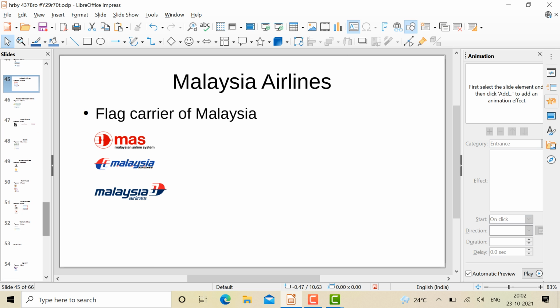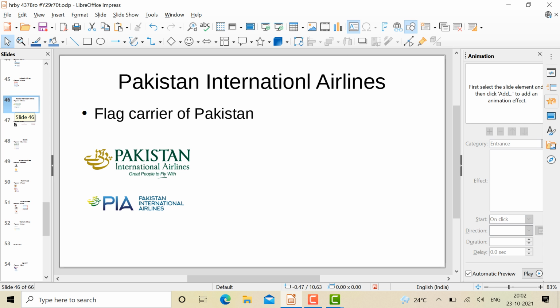Now coming to the close of the Malaysian Airlines, then we have Pakistan International Airlines, which is the flag carrier of Pakistan. This is its current logo, because Pakistan International Airlines has this with great people to fly with, and I think this is in the native language. Then PIA, Pakistan International Airlines. This logo was used only for a short time, I think in 2017, before it was changed again to this. So yeah, this is the thing that happened.